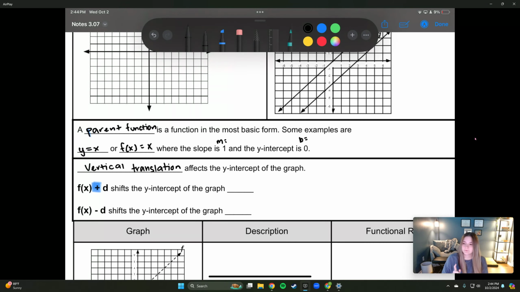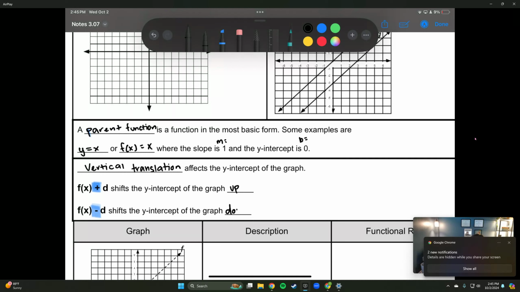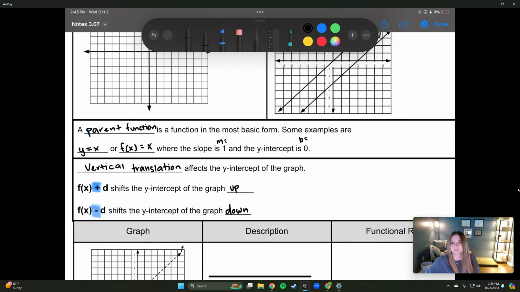If it's positive and we're going up and down, we're probably going to go up. f of x minus d, if it's negative and we're going up and down, then you're going to be going down, right? We can always associate positive with up and right, and negative with down and left. Since we're doing a vertical translation, we're talking about up and down. So if we add d to the y-intercept, it goes up. If we subtract d, the y-intercept goes down, okay?